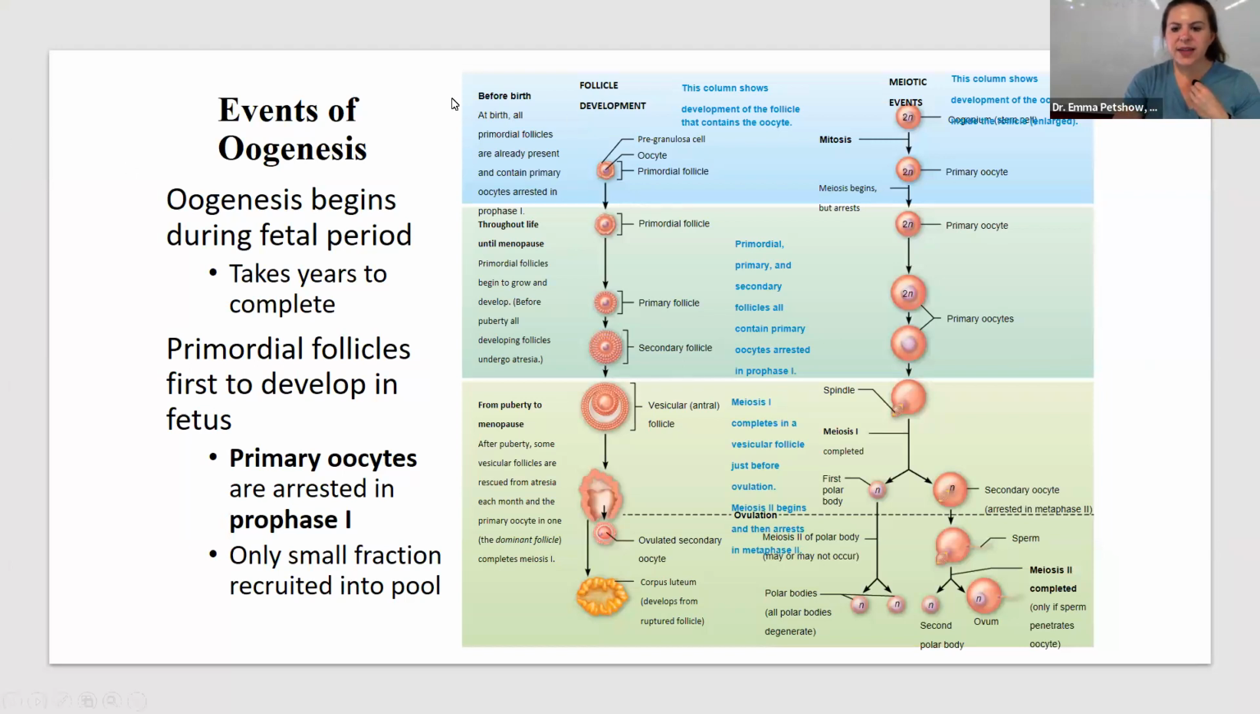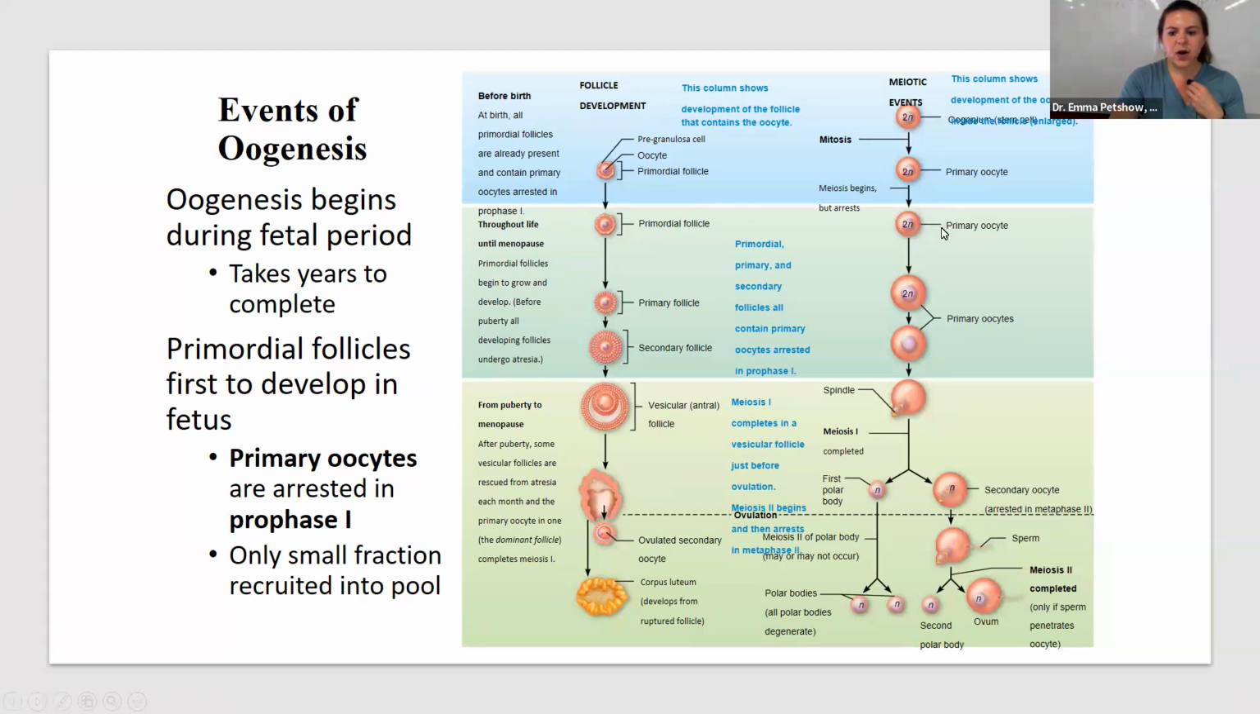So if we look at these events together, we can follow them down. This is before birth, throughout life, from puberty to menopause. We can see that we have our follicle development, our pregranulosa cell, our oocyte, and our primordial follicle. Our primary oocytes are here as well. This is at birth. Our primordial follicle can become a primary and a secondary follicle.